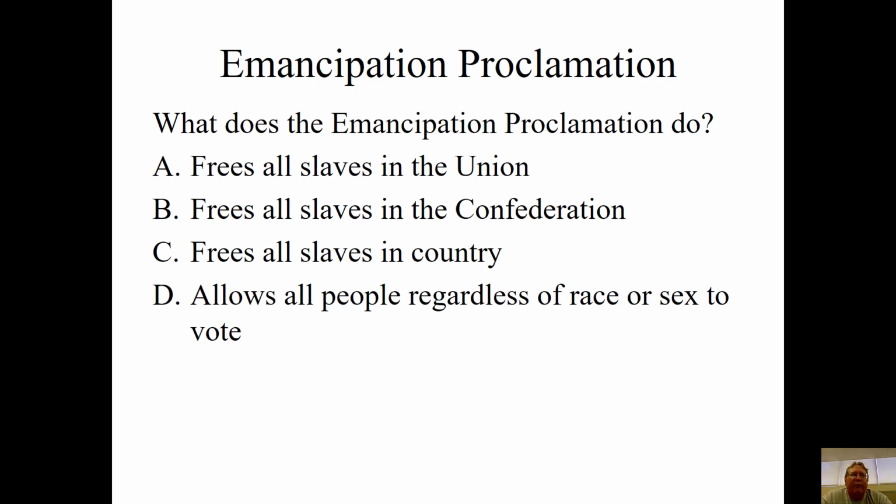So who's affected by this Emancipation Proclamation? Who's freed by the federal government? Does Lincoln's Emancipation Proclamation free all slaves in the Union? Does it free all slaves in the Confederacy? Does it free all slaves, period, North and South? Or is it something else? Well, what it ends up doing is it does something that Lincoln doesn't actually have the power to do. It frees slaves in the Confederacy, not in the Union.